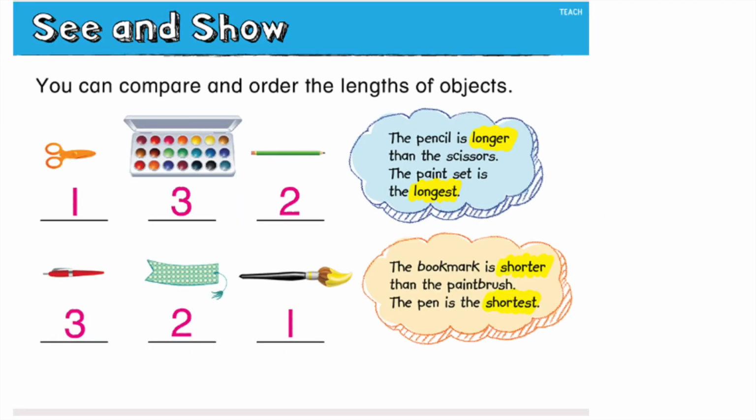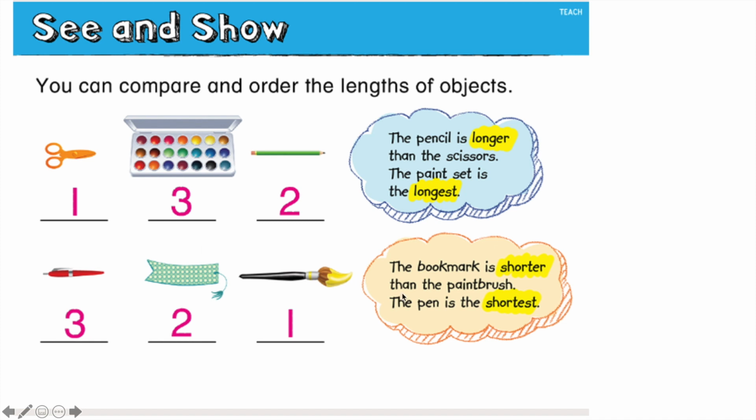You can compare and order the lengths of objects by using numbers. 1, 3, 2. So the pencil is longer than the scissors. The paint set is the longest. So I would start with 3 being the longest, 2 would be longer, and 1 would be long.